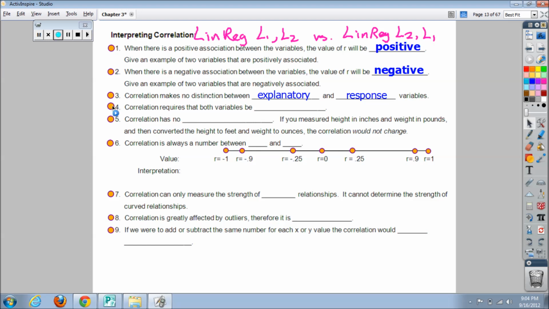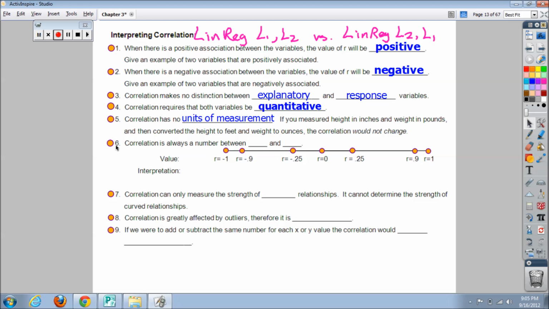Correlation requires that both variables be quantitative again. We need numbers to put into our list. There's no way that you could put categorical values into your list. You could type them in there, but it will probably give you some sort of error. Correlation has no units of measurement. If we were talking about miles driven, which is in units of miles, and the amount of gas in your tank, probably in gallons, whatever correlation value you get has absolutely no unit. It's not miles gallons or gallons miles, it's just that number, nothing else.